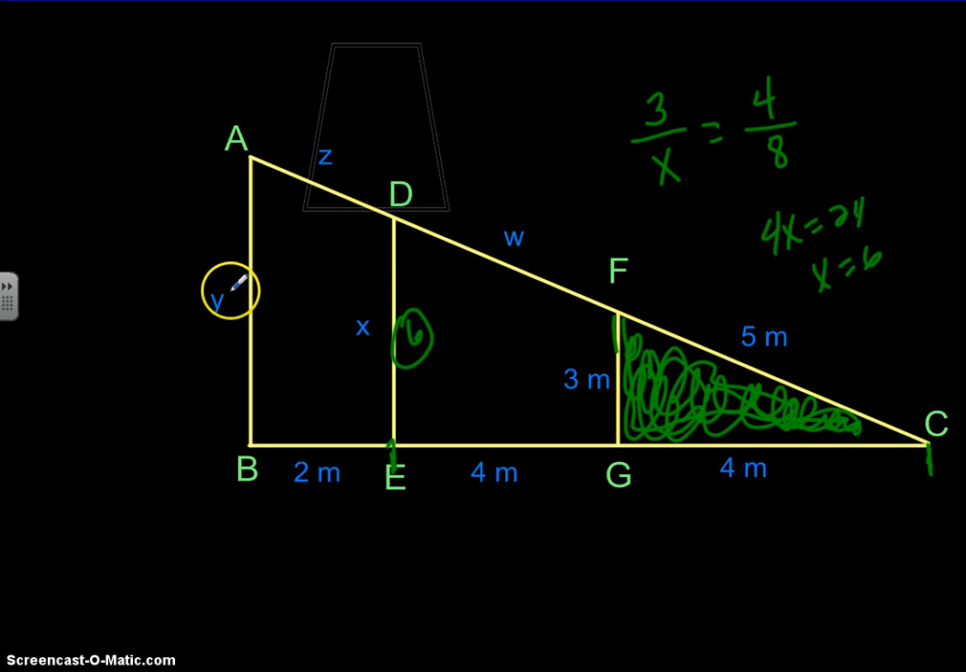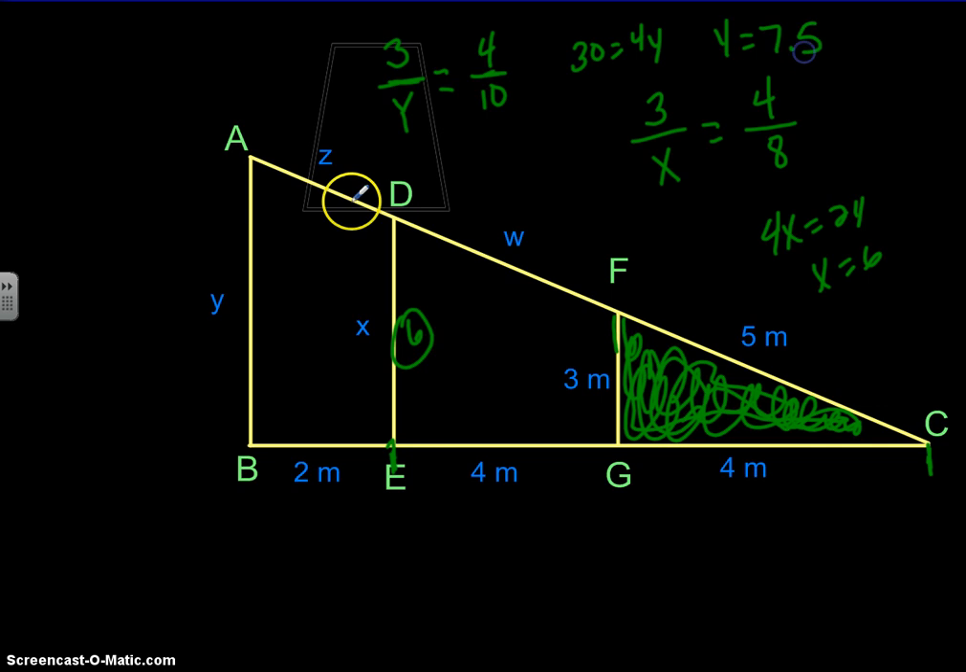Okay, and if I wanted to find y, I could do that the exact same way. Got a ratio. Let's start with the small one. 3 corresponds to y. So 4, let's use that bottom one, corresponds to 4 plus 2. That's going to be 10. Okay, that means 30 equals 4y. Divide by 4. y is equal to, let's see, 4 into 30, that's 7 times. That's 7.5. So this would be 7.5.